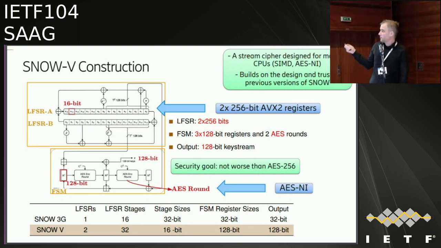So the design criteria for Snow-V is to build on the old versions and all the analysis done for that, and design it to be as fast as possible on modern CPUs. The main things to make this happen are to use the AVX2 registers, SIMD, and the AES round function in the nonlinear part. It also expands the state in the finite state machine. And the security goal is to be as secure as AES-256.